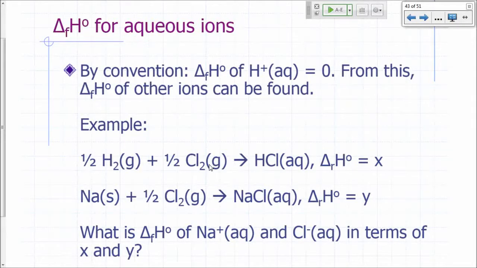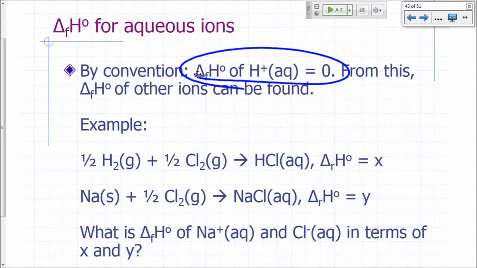For reactions in aqueous solution, as a matter of convention, the delta H formation of H plus is defined to be 0. Now, why do we have to make an arbitrary value for H plus? The reason is you cannot form ions individually in solution. They always come in pairs.